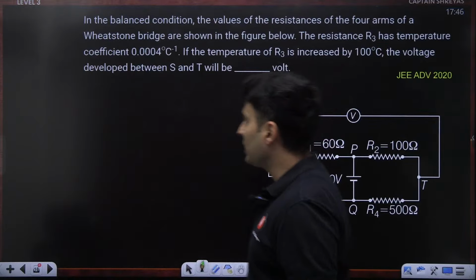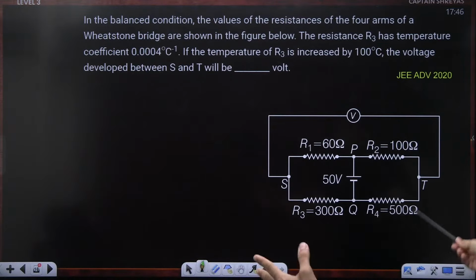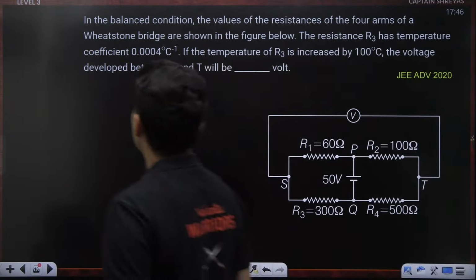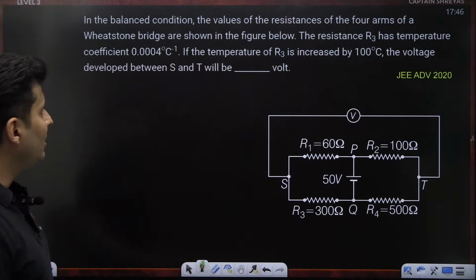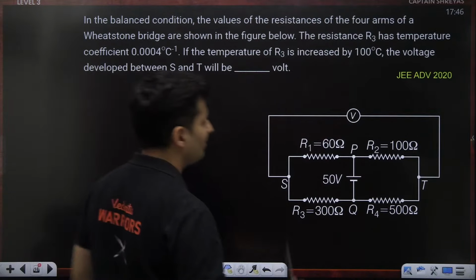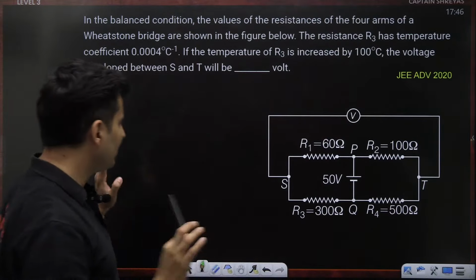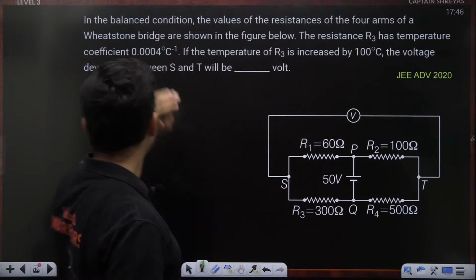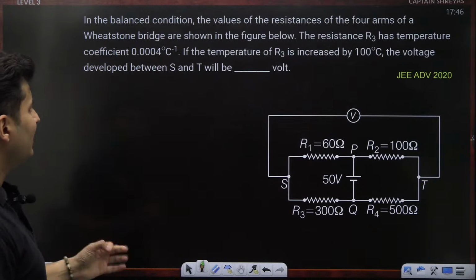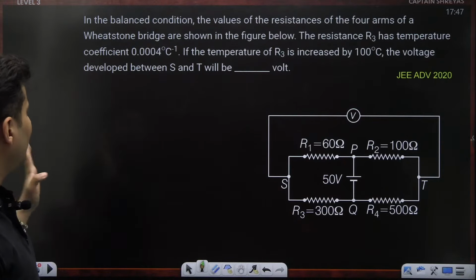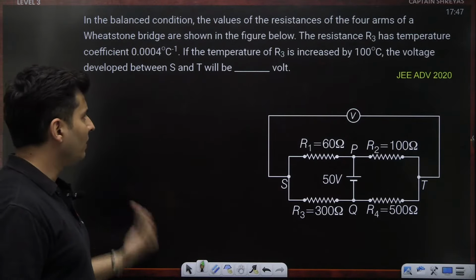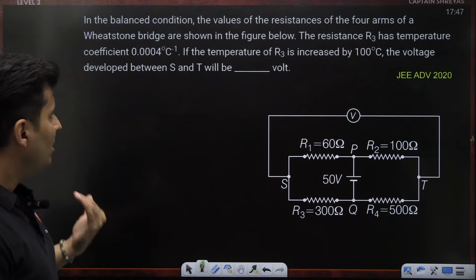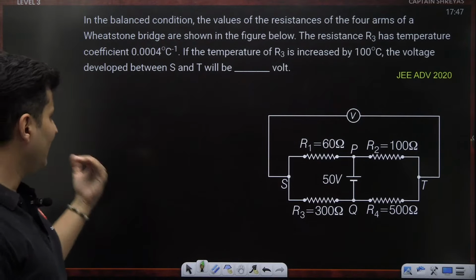Cool. Let's do the next question on Kirchhoff's law. This is a JEE Advanced question. I hope you will enjoy this. In a balanced condition, the value of the resistance of the 4 arms, don't even have to worry what is balanced condition. Just think, okay, there are some resistors, there are some batteries, and a Wheatstone's bridge is shown. The resistance R3 has a temperature coefficient of this much. If the temperature of R3 is increased by 100 degrees Celsius, the voltage developed between S and T will be how much?